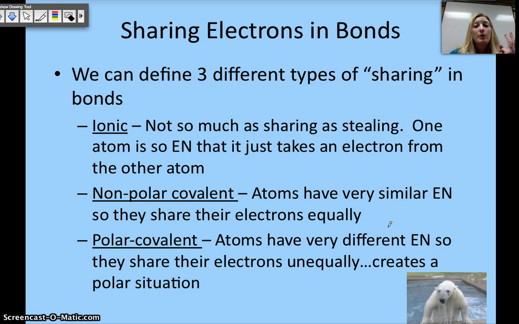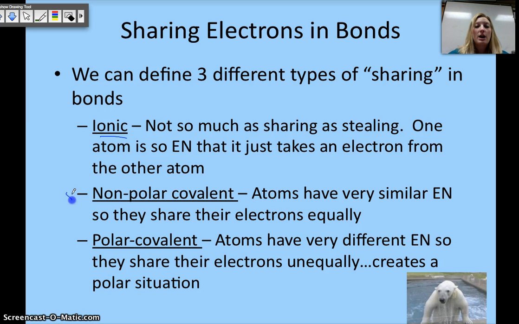And we can define three different bonds in this way, three different sharing of the electrons. The first one is ionic. And this, again, is not so much sharing as stealing, because remember those ionic bonds, they're kind of like the thieves. They want electrons so badly that they take the electron away, and then they become charged, and the other atom is charged as well and is just attracted to it. It's the attraction between charges.